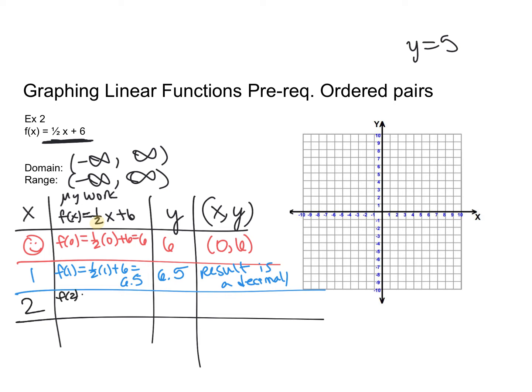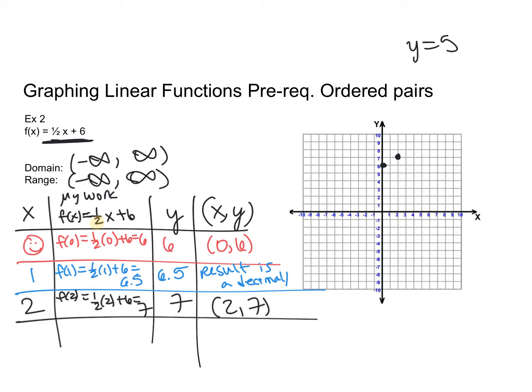So I'm going to do f at 2. So 1/2 times 2 plus 6. And then 1/2 times 2 is just 1. And then 1 plus 6 is 7. So 2, 7 will definitely work. So I'm going to go to 0, 6, and I'm going to place my ordered pair there. And then I'm going to go to 2, 7.